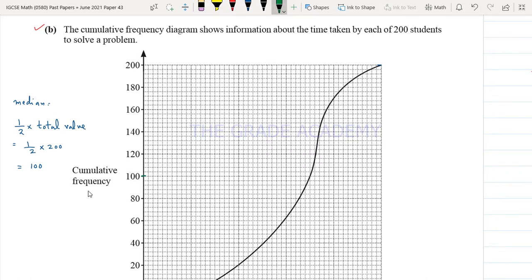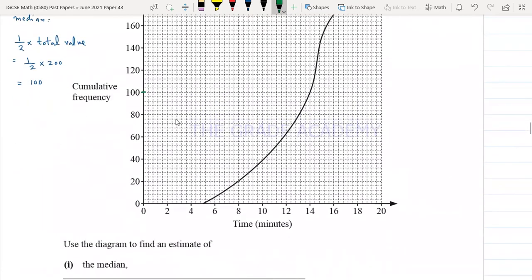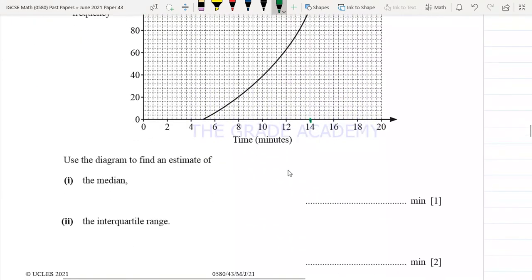Now our median will be the value which corresponds to this cumulative frequency, and it will lie on the x-axis. So it will be the value on the horizontal axis which corresponds to 100 from the graph. So the value corresponding to 100 will be this value on the x-axis. This value, 14, is going to be the median of the data. So the median here is 14 minutes.